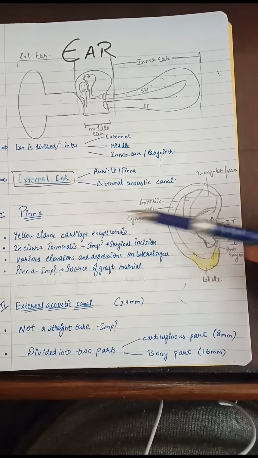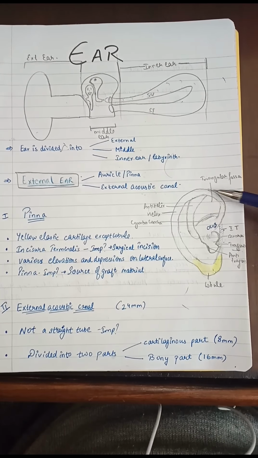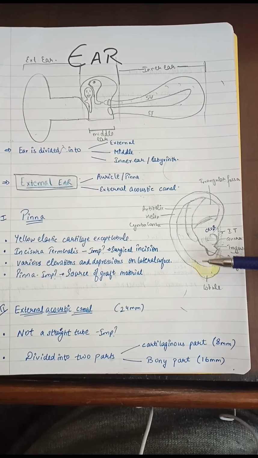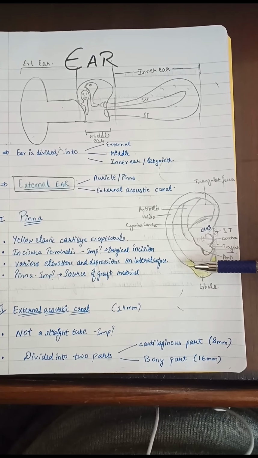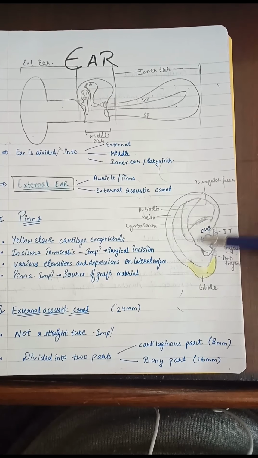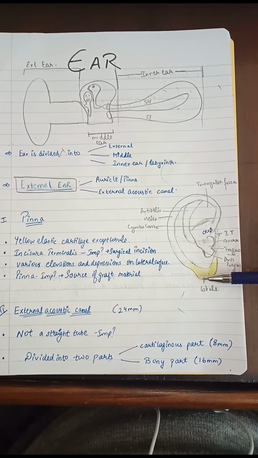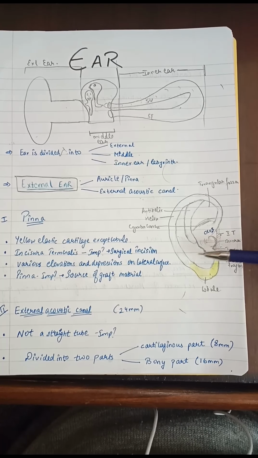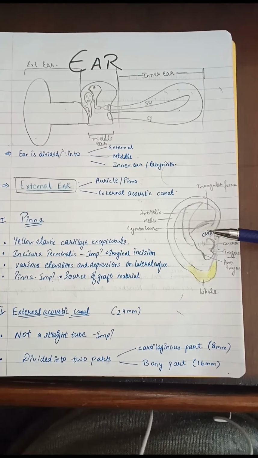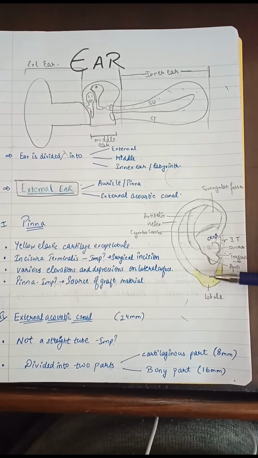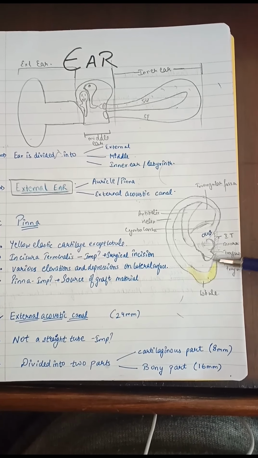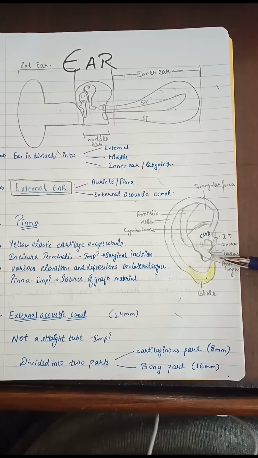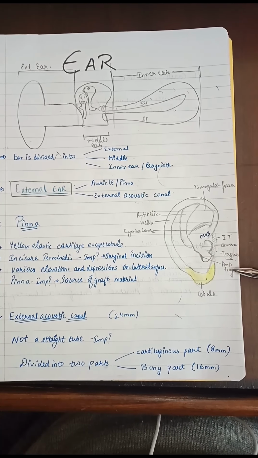So talking about the anatomy of the pinna, it is entirely made up of a single framework of cartilage, that's yellow elastic cartilage, except the lobule. All the part is made up of cartilage except the lobule, which consists of fat. If we see from the lateral surface, there are many elevations and depressions which can be seen in the pinna. Continuing from the lobule, there is a small cartilaginous elevation called the tragus, and just opposite to the tragus is the antitragus.